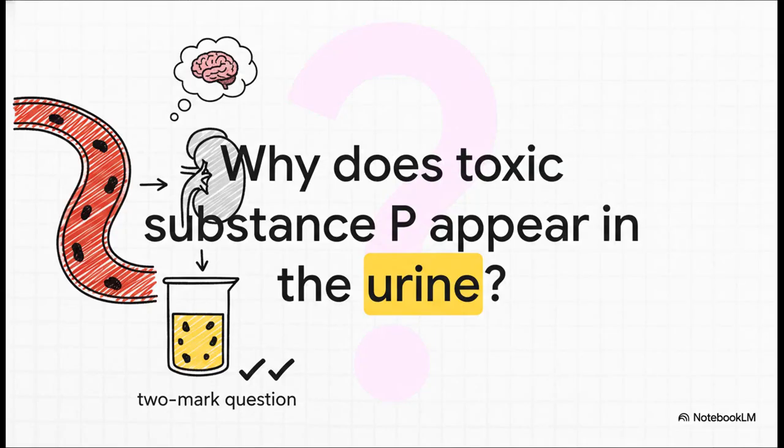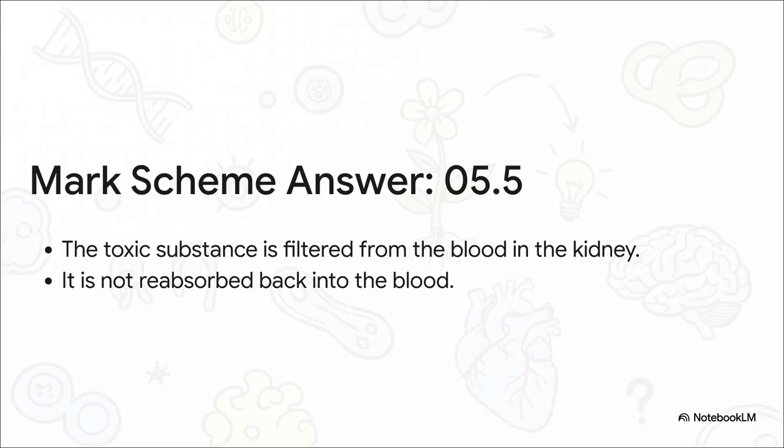The next question is a logical follow-up. If the substance is in the blood, why does it start showing up in the urine? This one's for 2 marks. This is basically a quick check on how well you know your kidney function. For the first mark, you need to say that the kidneys filter this toxic substance out of the blood. For the second mark, you have to explain that, unlike useful things like glucose, the body does not reabsorb it. It's not taken back into the blood, so it just stays in what will become urine and gets flushed out.